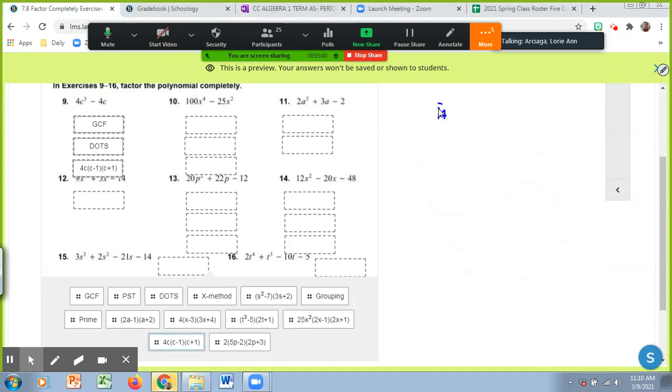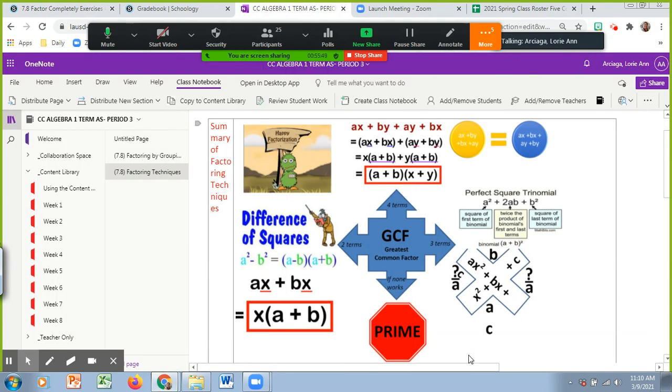Okay, in number 14, you have 12x squared minus 20x minus 48. Okay, go back to your wallpaper again. So here, you're in the middle. You always start at the middle. If you skip the middle, you're going to get everything wrong, believe me.